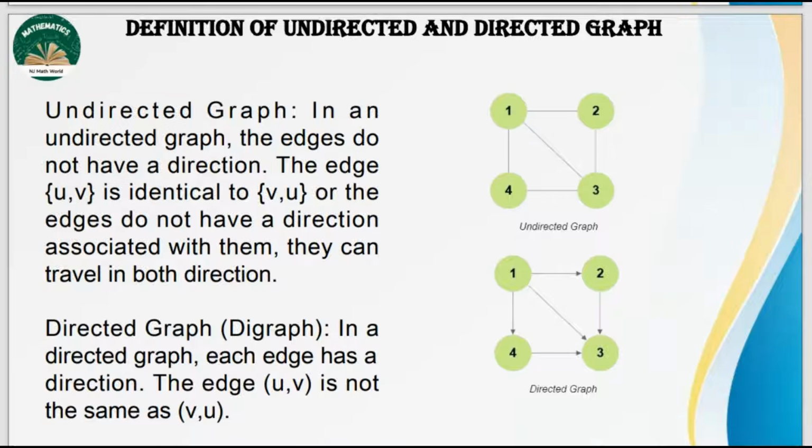So in an undirected graph, the edges do not have any direction, so you can go and come back along the same path. That is called undirected, that is both ways. A road which has both ways is called an undirected graph. So here there will be no direction given.